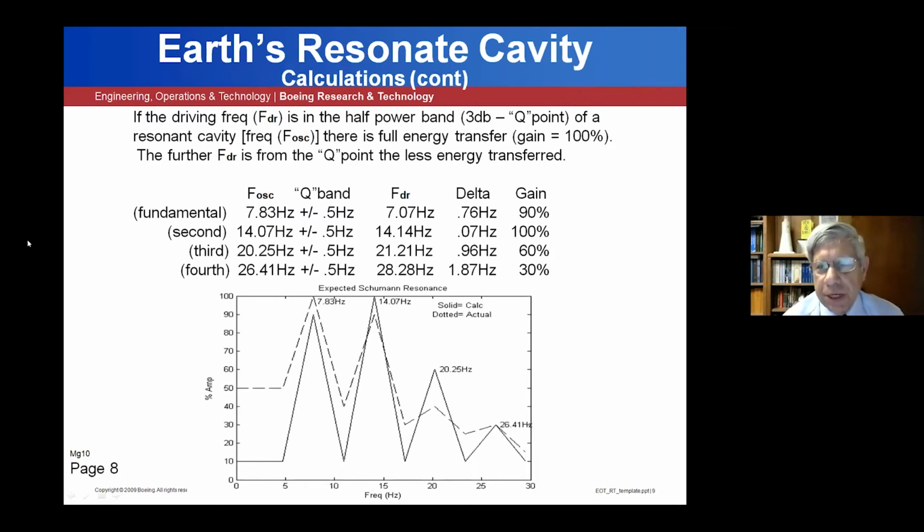So you're going to get about a 90% gain on that one. The second harmonic's even closer, and I would say you would get 100%. Now, when you get down to the third and fourth harmonics, they start losing it. So you're at 60% on the third and 30% on the fourth. And then I graph that down below as far as the calculated versus the data. And the third harmonic is even lower than what's calculated there, as you can see from the chart.